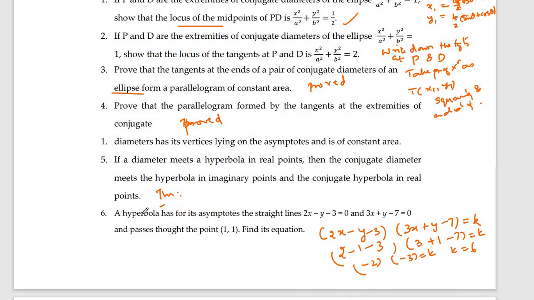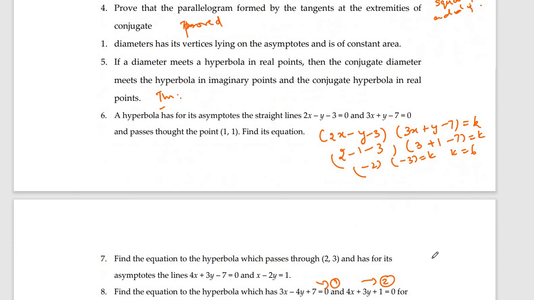Right, now hyperbola and its asymptotes differ by a constant, so we make use of that, and because it passes through 1, 1, substituting the values we get k to be 6. So the hyperbola, as for its asymptotes this, and it passes through, so to find its equation, having got the k value, just substitute, so this will give the combined equation.